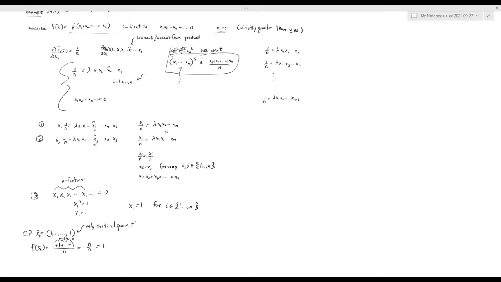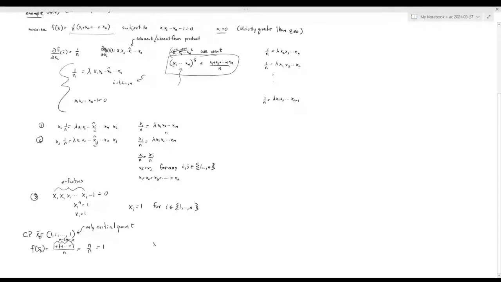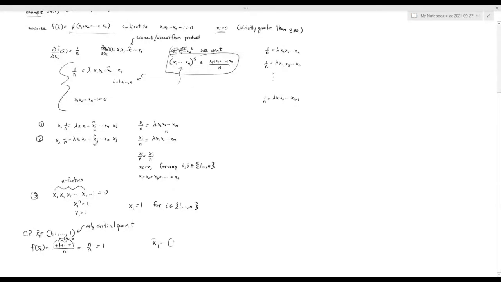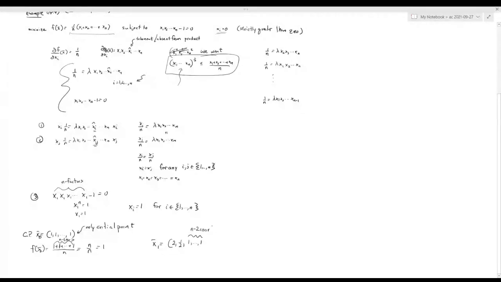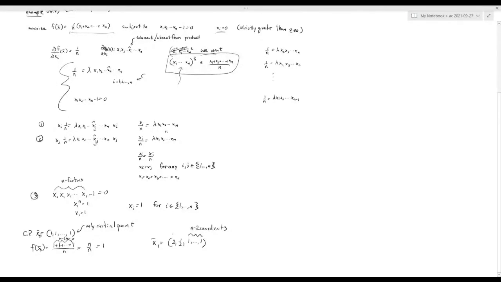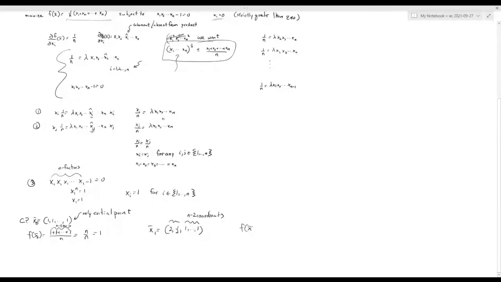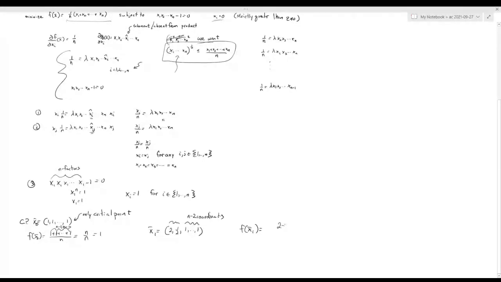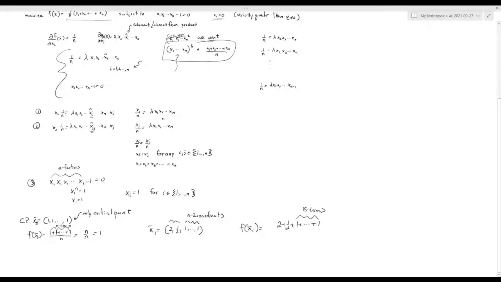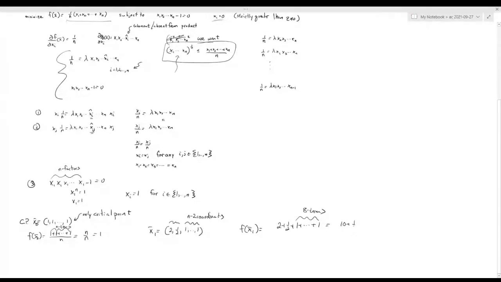Can you explain that? Yeah, so suppose we have x being, say, 2, 1/2, and the rest are ones. So there's n minus 2 coordinates here, not that it matters, and then we have 2 coordinates which are different. So let's stick that into the function. So you get 2 plus 1/2, and then plus 1 with itself 8 times. So this is 10 plus 1/2.